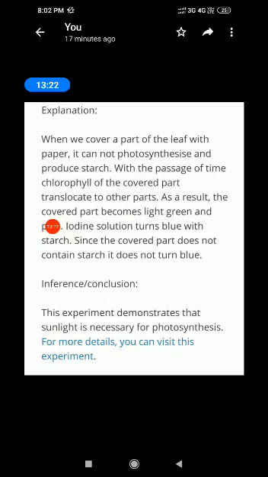Okay, last, inference or conclusion. This experiment demonstrates that sunlight is necessary for photosynthesis. It's very important. Listen. This experiment demonstrates that sunlight is necessary for photosynthesis. Okay.